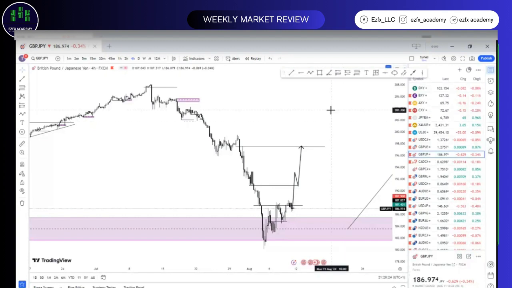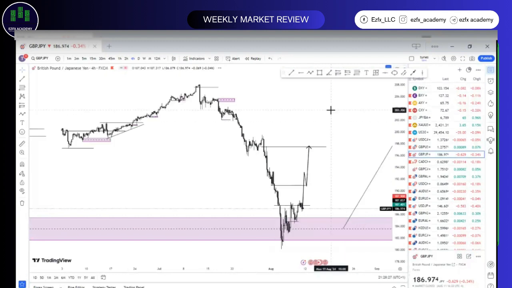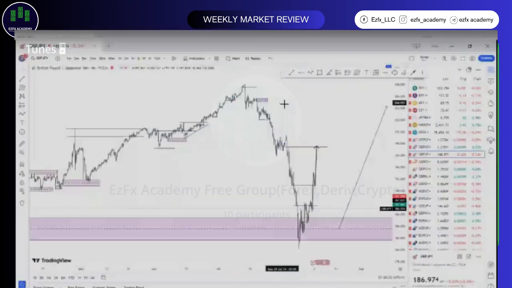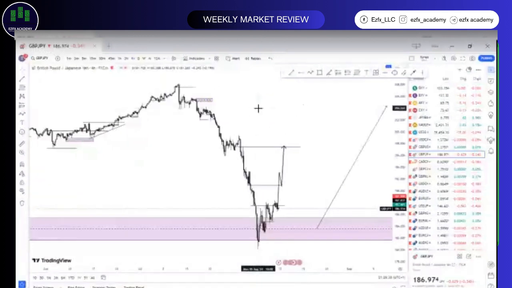So for GBPJPY, we've seen a very massive drop in the last 2 or 3 weeks now. This was from July, and we're in August already. Wow, interesting. So we've seen a large enough drop on GBPJPY in the last few weeks, and I think we might get to see some level of bullishness on GBPJPY coming soon.